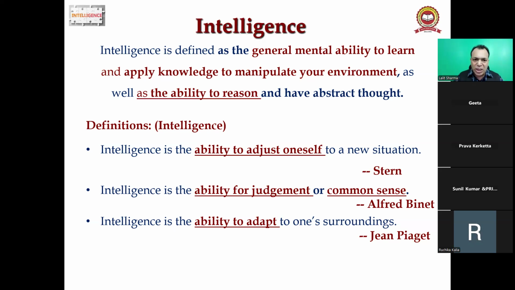So according to Jean Piaget, intelligence is the ability to adapt to one's surroundings. You can memorize any one of these definitions, okay, whichever seems easy to you. Whatever the definition, you can at least learn one definition from each topic.